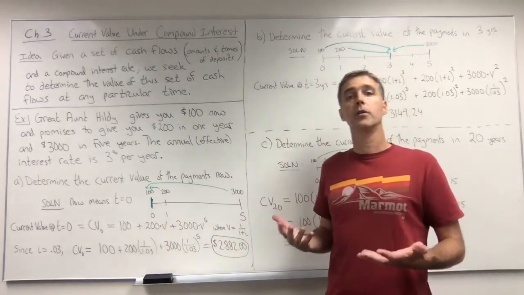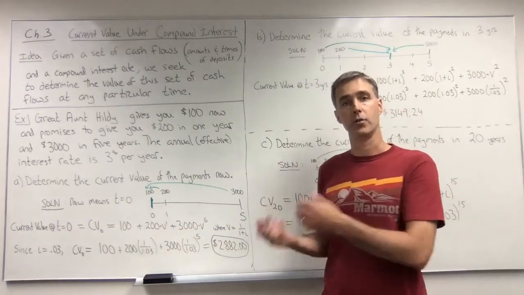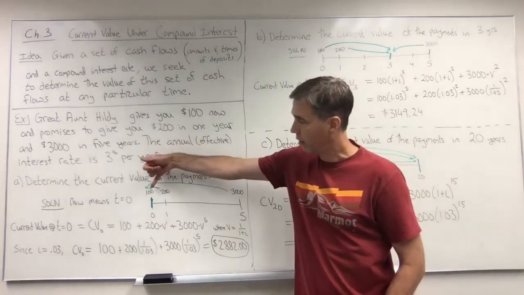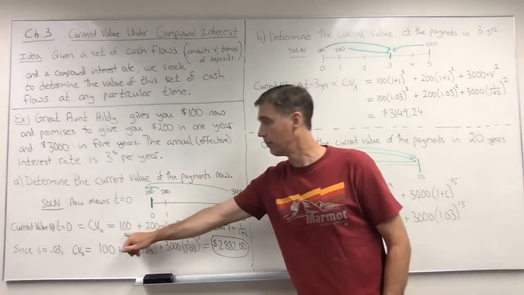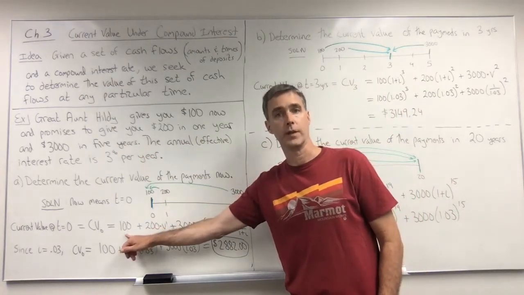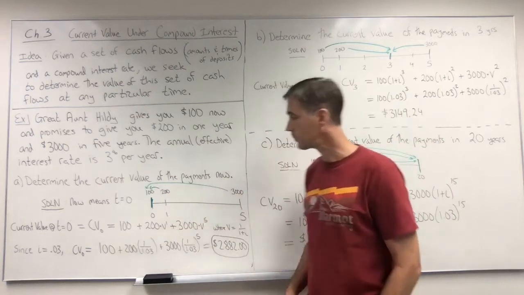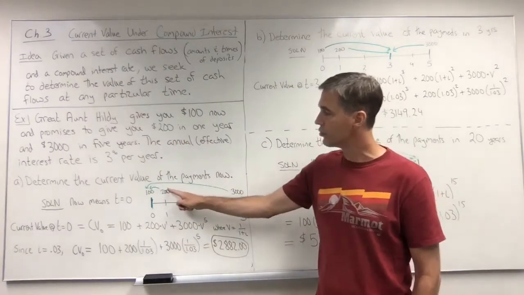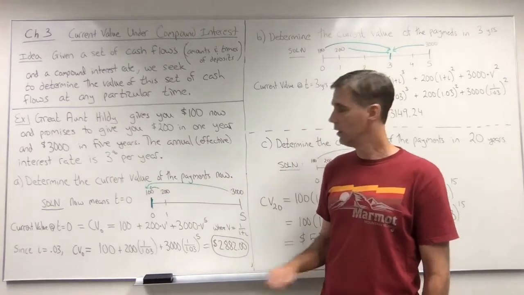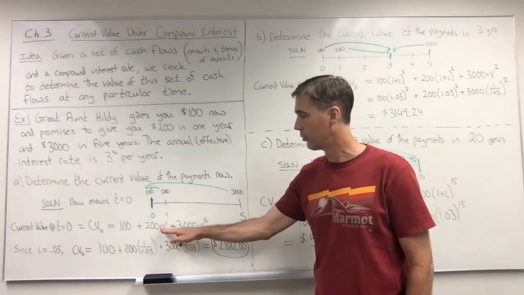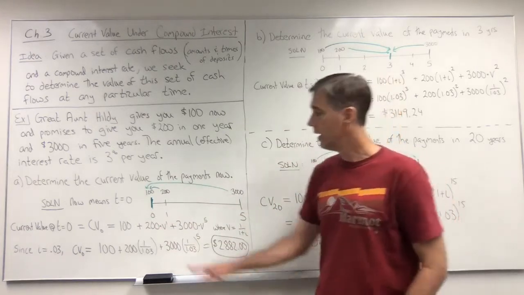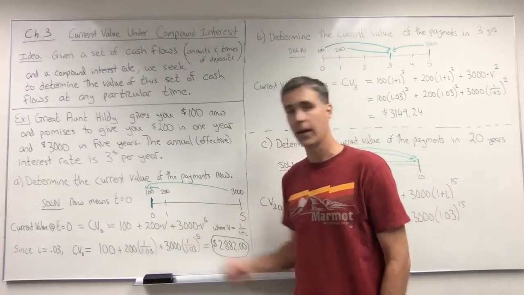All I'm going to do is take each pile of money and drag it where I wish, and then add the results. So the $100 pile of money is already at time 0. I don't need to drag it anywhere. It's worth exactly $100 at time 0. The $200 pile of money arrived at time 1. I need to drag it back 1 year. So I'm going to take the $200 and multiply it by V to the first, because that drags us back 1 period. And I'm going to add those two piles together.